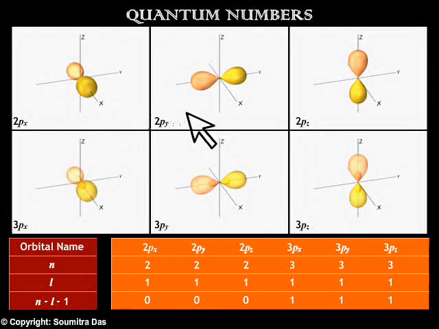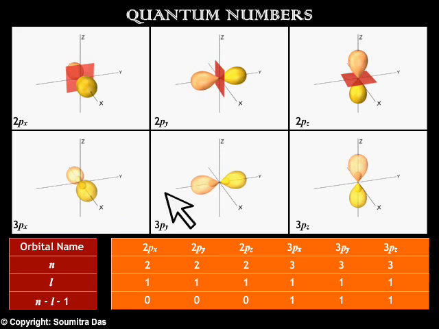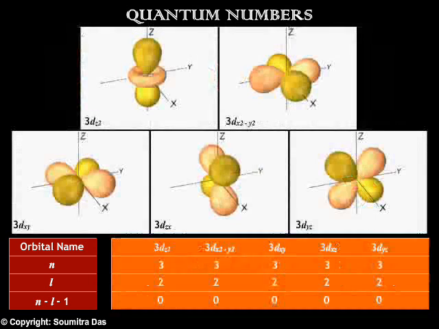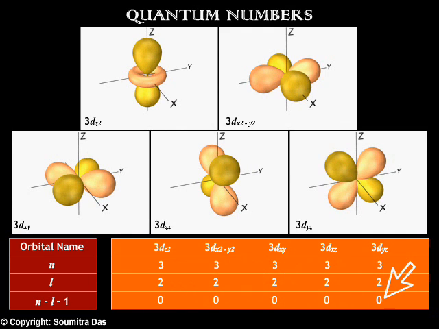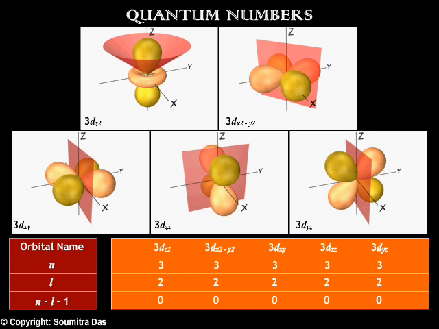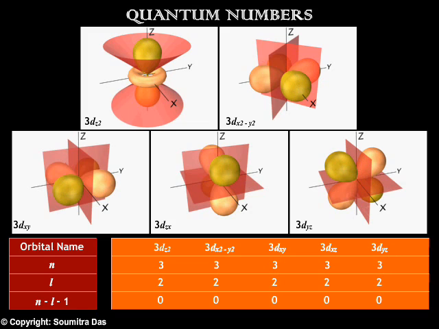Now see the 2p orbitals. They have no radial nodes. Each of them has one angular node or nodal plane. In the 3p orbitals, there is one radial node and one angular node in each of them. Now let us see the 3d orbitals. There is no radial node, but there are two angular nodes because L equals 2. Here is the first one and here is the second one.